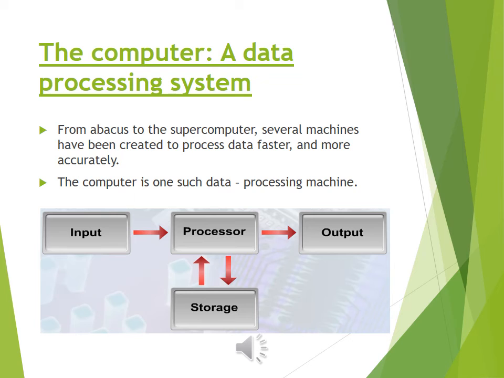Computer, a data processing machine. From abacus to supercomputer, several machines have been created to process data faster and more accurately. The computer is one such data processing machine. There are 4 steps including input, processor, storage, and output, which we have already discussed earlier.